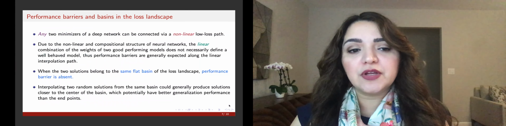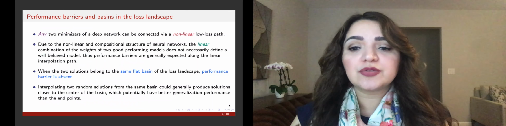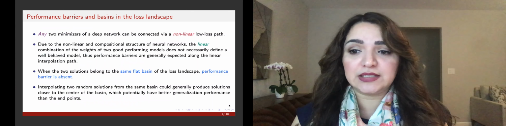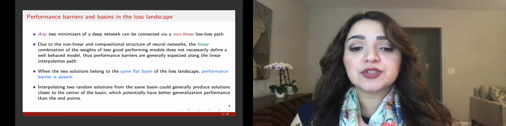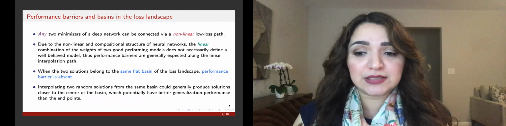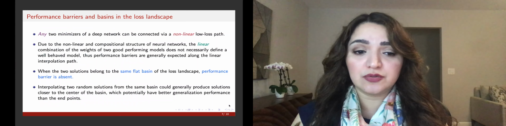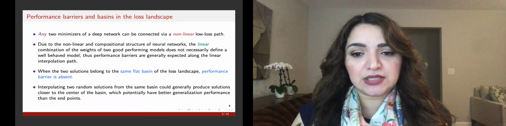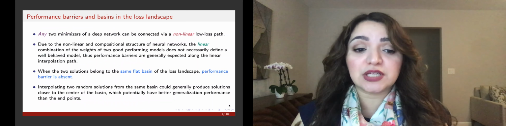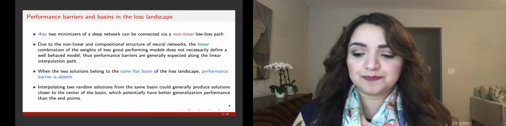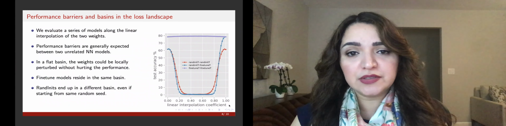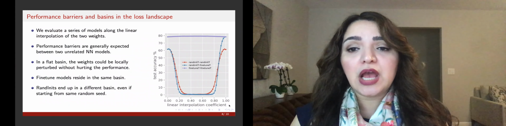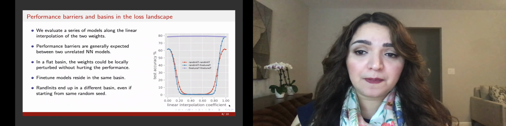On the other hand, we know that when 2 solutions belong to the same flat basin of the loss landscape, performance barrier is absent. And interpolating 2 random solutions from the same basin could generally produce solutions closer to the center of the basin, which potentially have better generalization performance than the endpoints. In the paper, we evaluate a series of models along the linear interpolation of the weights of 2 models.